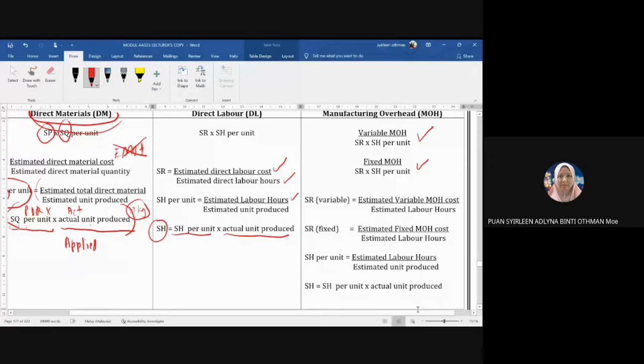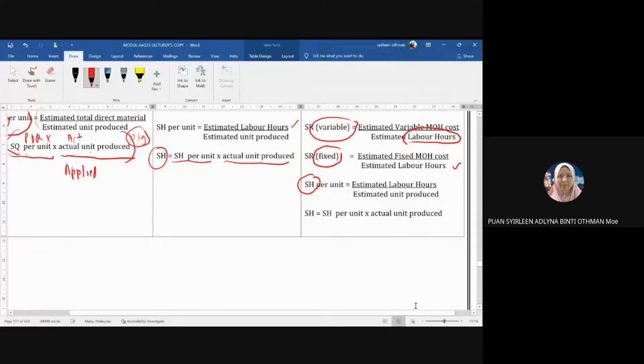Okay, so untuk dapatkan standard rate untuk variable manufacturing overhead, kita akan ambil estimated variable MOH, kita bahagi dengan estimated labor hours. Okay, awak nampak kat sini ya. So untuk variable, kita akan guna labor hours. Okay, untuk fixed standard rate pun kita akan guna labor hours juga. Okay, tapi untuk standard hours, you are using the estimated labor hours, kita akan bahagikan dengan estimated unit produce. Okay, yang ni sekejap lagi Madam akan explain further so that you will understand and you will know how to actually use the formula untuk kira. Alright, okay, that is page 177.